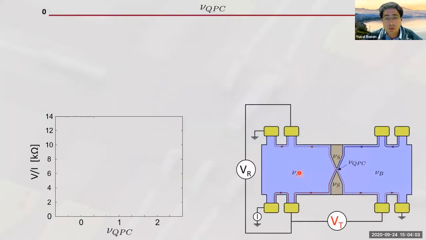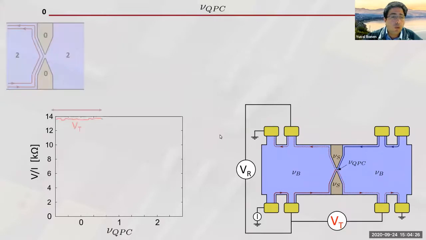Okay, so what I'll show you now is one of the measurements. Here the filling in the bulk is filling factor 2. So it's filling factor 2 here and filling factor 2 here, so we have 2 edges. And under the split gate, it's filling factor 0. What we are changing with this new QPC is the position of the saddle point.